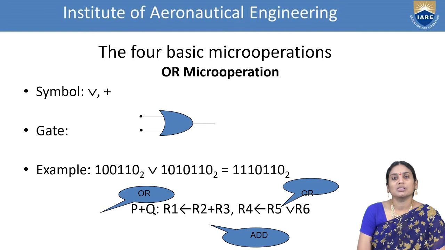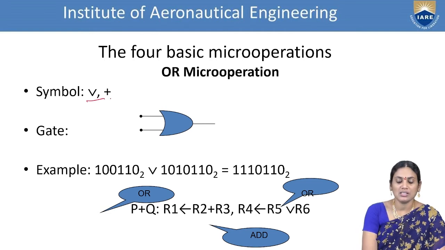The OR micro operation is expressed with the plus symbol, or as a disjunction, with the conjunction principle for the other. In this case, you are considering two inputs and giving the gate in such a way that the Y output will be dependent on X and Y. For example, here is the case where you are performing the OR gate.